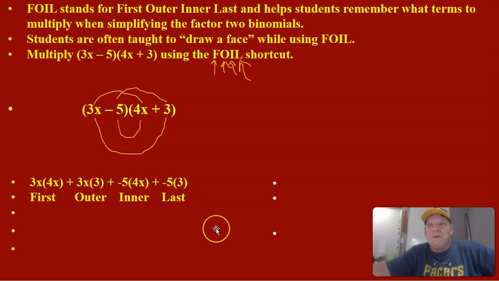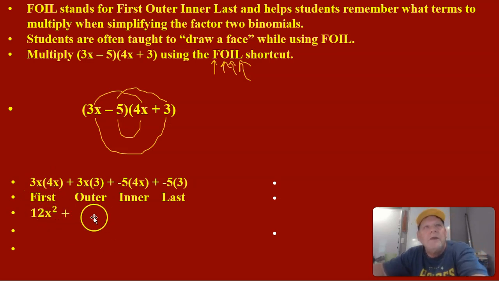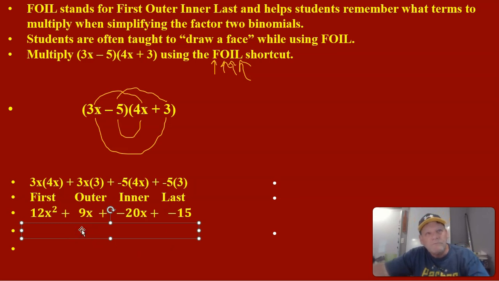and then it becomes a simplifying and combining like terms problem. So I take my 3x times 4x and get 12x squared plus 3x times 3 is 9x plus, and remember that's a negative 5 times 4x, which is negative 20x, plus negative 5 times 3 is negative 15.